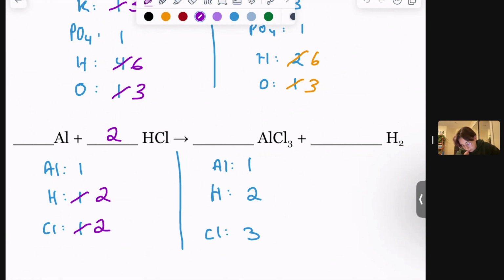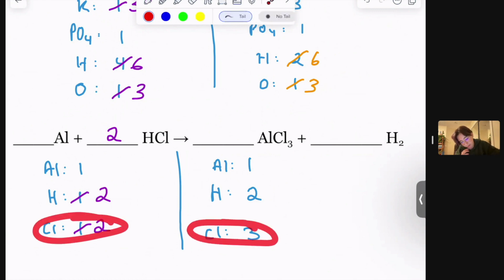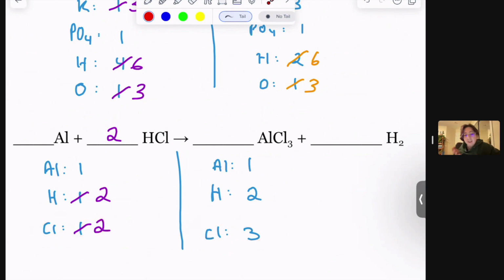Now I have 2 chlorines on the left and 3 chlorines on the right. So I have to think about what multiple do I have in common, or least common multiple, or whatever that's called. What could I multiply both sides by to get the same number on both sides? Or I'm going to multiply by different numbers on both sides to get overall the same number. Not a good explanation, just watch.